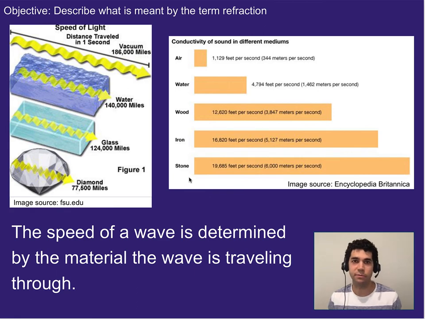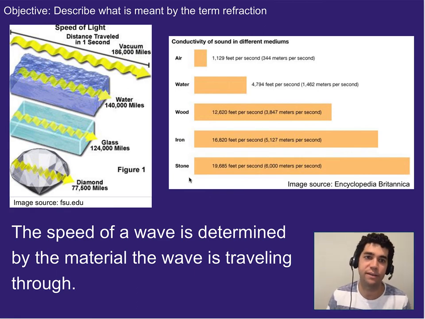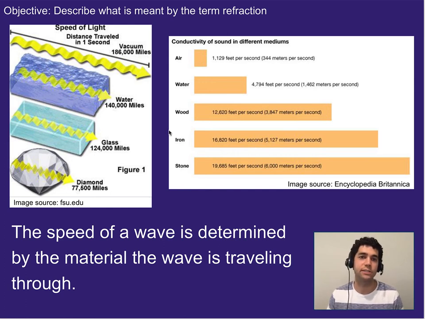Now, we talked earlier about how different types of waves travel at different speeds in different materials, and that's what is causing this. So we might see some refraction happen as light goes into water or out of water, or into glass or a diamond. Similarly, you would see refraction of sound as it goes from air to water and back, etc. So remember that the speed of a wave is determined by the material it's traveling through. So usually if we see a refraction, we've seen some sort of change in that material.